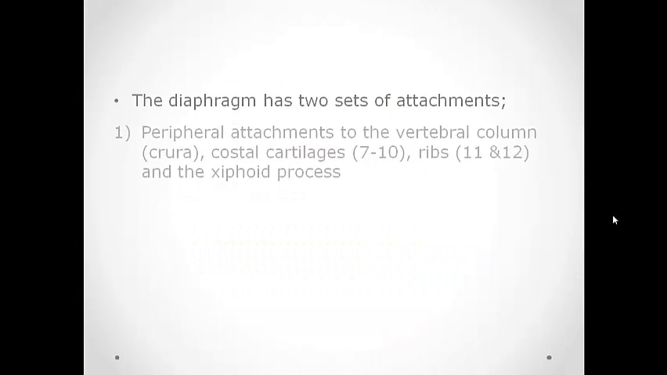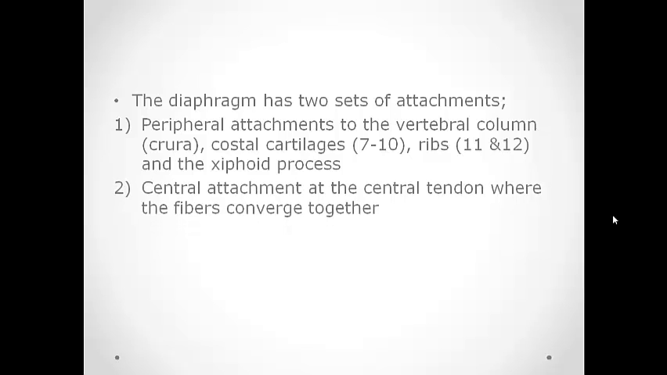So the diaphragm has two sets of attachments based on where they are. We call them peripheral attachments and central attachment. Now the peripheral attachment is basically anything at the very ends. And these are the parts that are attached to the vertebral column. And the parts of the diaphragm that attach to the vertebral column are called the crura. Or crura is plural. If you want to talk about a single one, it's called a crus.